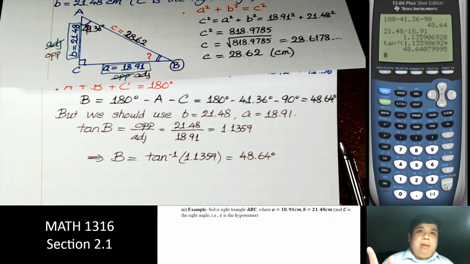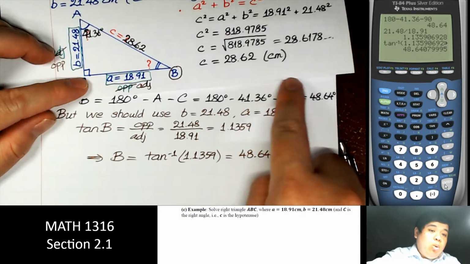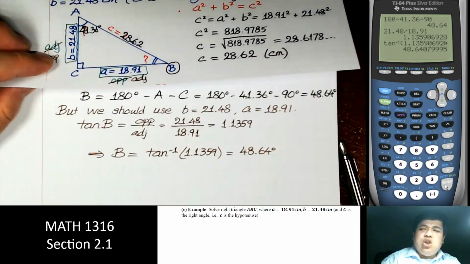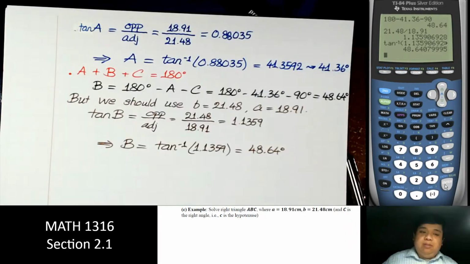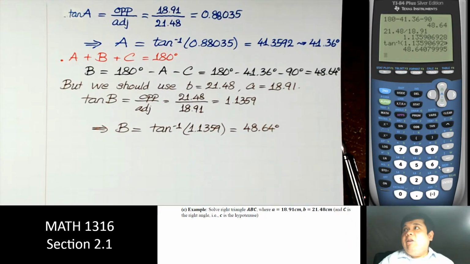By the way, I'm not worried about it. As long as we take a bunch of decimal places, it should be fine. Only round at the end. Do not round from the beginning.